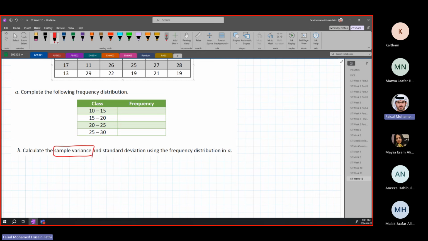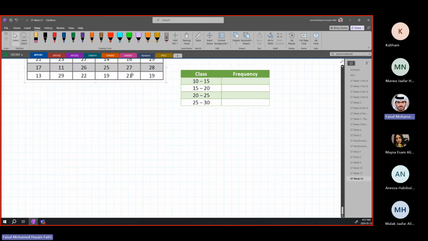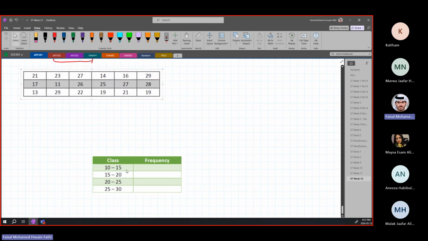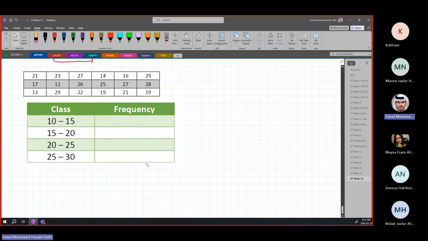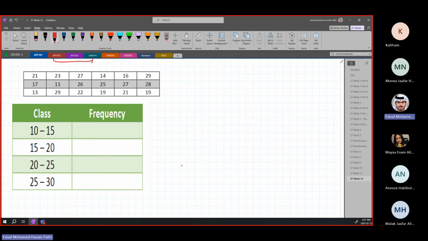So make sure you read the question and know which type of variance. We are talking about sample variance. And so, let us first fill out this table. Let's fill out this table and let's make it larger from now, as we are going to be using it to solve as well. So as you can see, our range is from 10 to 15 here. Remember, when you have 15 to 20 in the next one, this means the same as 10 less than or equal to x, less than 15. So make sure that you're not including the value of 15 within this range.